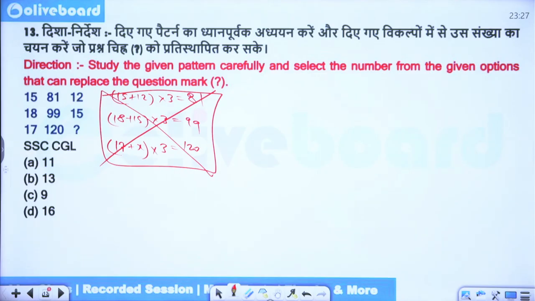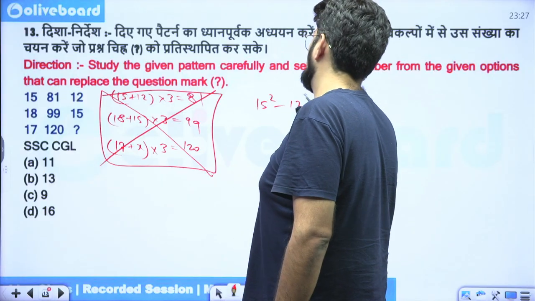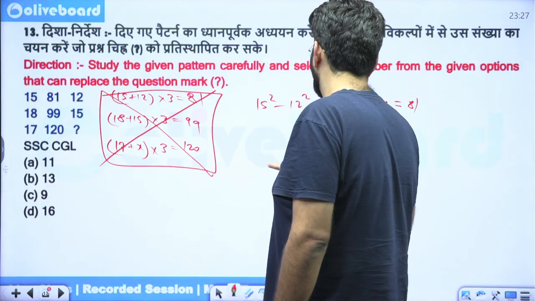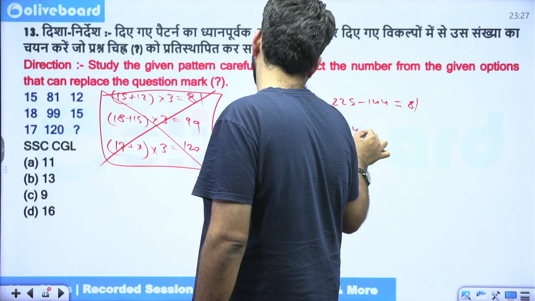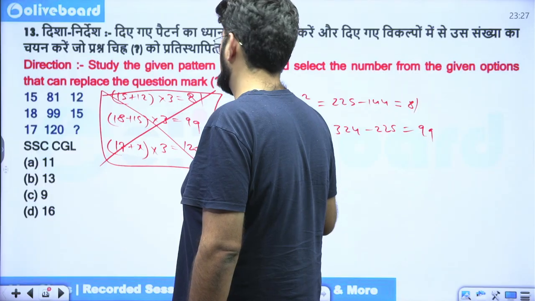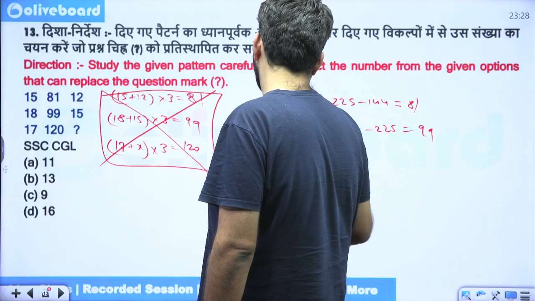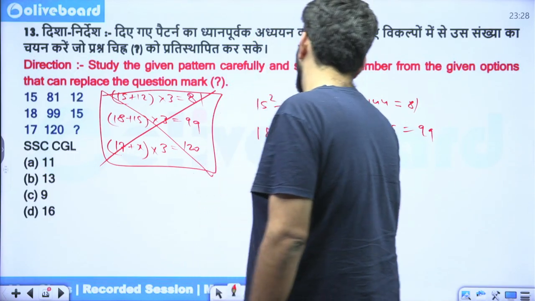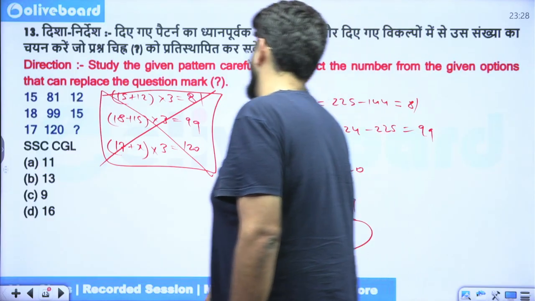Oh, wait. If I take 15 square minus 12 square, what do I get? 225 minus 144, it's 81. If I do 18 square minus 15 square, what do I get? This is 324 minus 225, that is 99. Hence, 17 square minus x square should be equal to 120. This is 289 minus 120 will be equal to x square. Of course, you don't have to solve this like this. I'm just showing it so that you know what exactly has happened. x is 13. Option B.